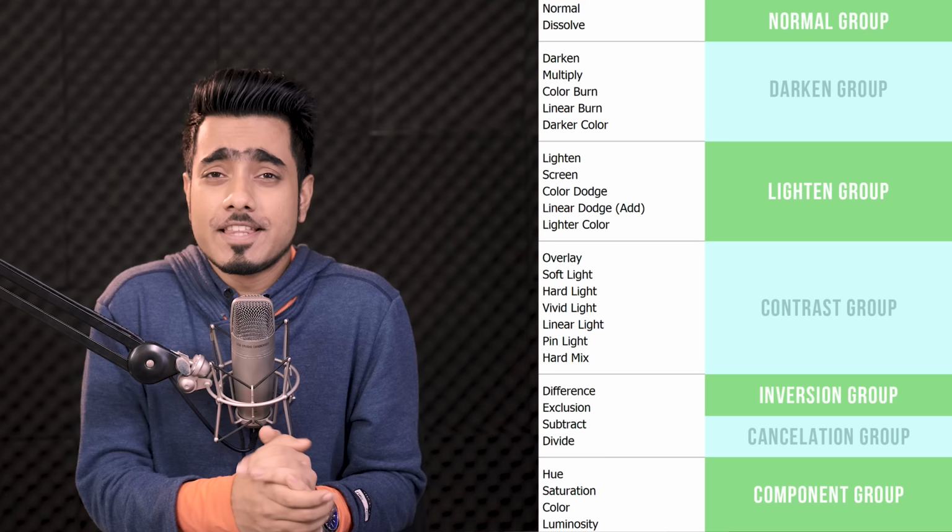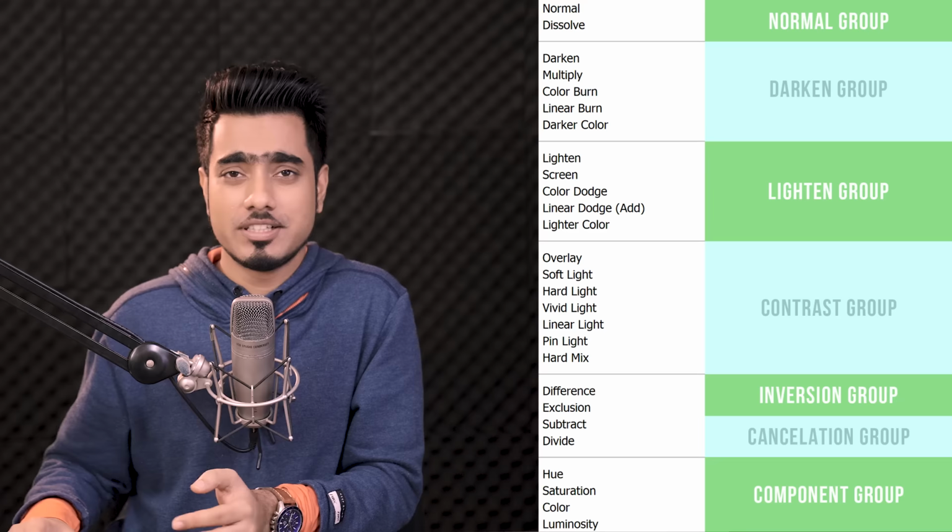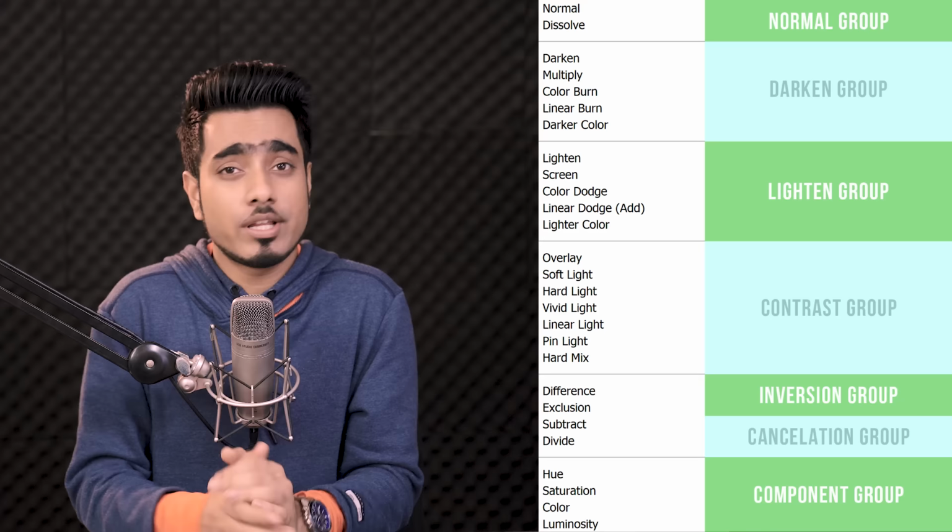The next blend mode group, which is the cancellation group, is something which you will never, never, ever use. This is totally, I don't know, I have never used it. Maybe you will find a use for it. And the first blend mode is subtract. Let's have a look at it.